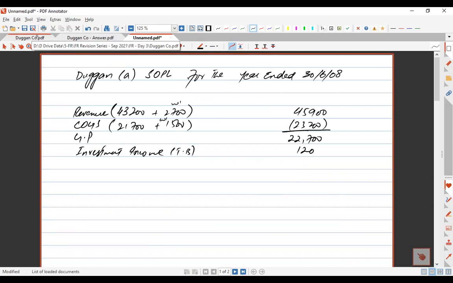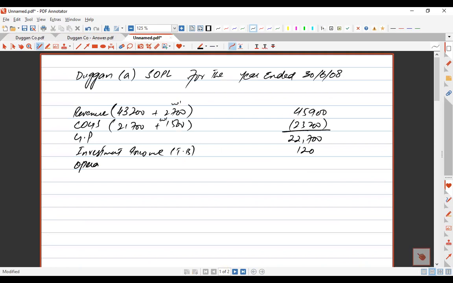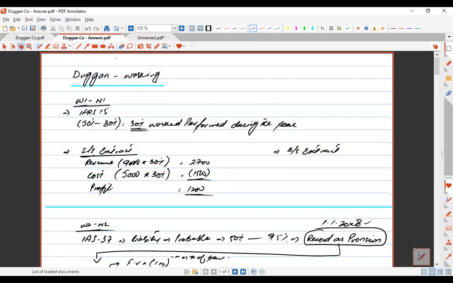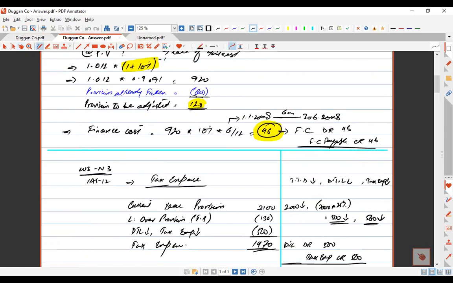Now, if we look at the expenses, how many expenses are there? Operating expenses are given, with no other expense. So it means all the things are now with respect to operating expenses, and the trial balance figure is 13520. Operating expenses of 13520 are from the trial balance, plus we start looking at the workings. By the way, as we calculated 120, we are going to take this to operating expenses.